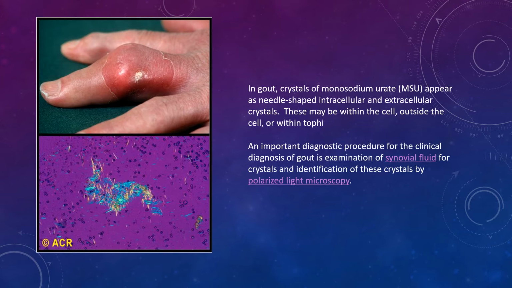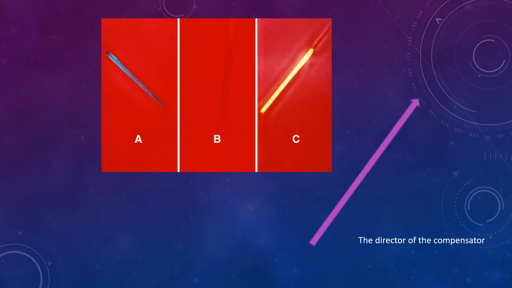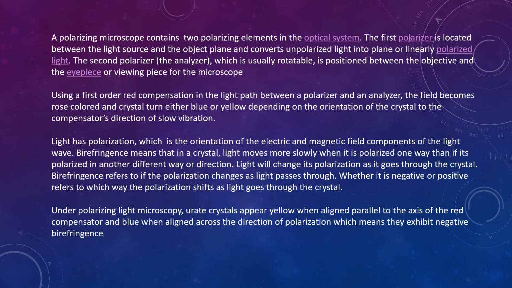An important diagnostic procedure for the clinical diagnosis of gout is to examine the synovial fluid under polarized light microscopy. What usually happens is we use a polarizer, and there's a compensator with that, and when the needles are parallel to the compensator, they look yellow, and when they're perpendicular, they look blue.